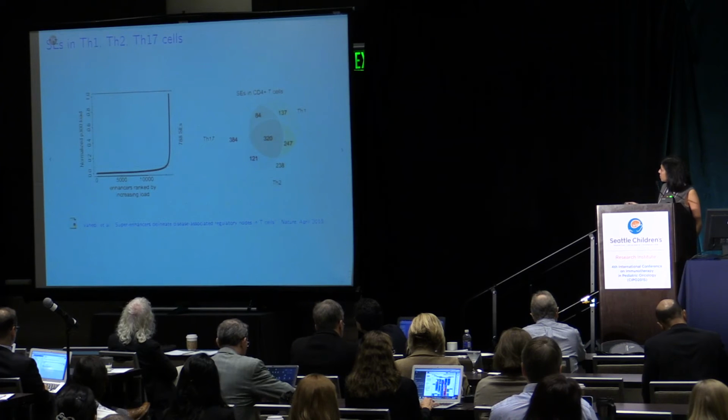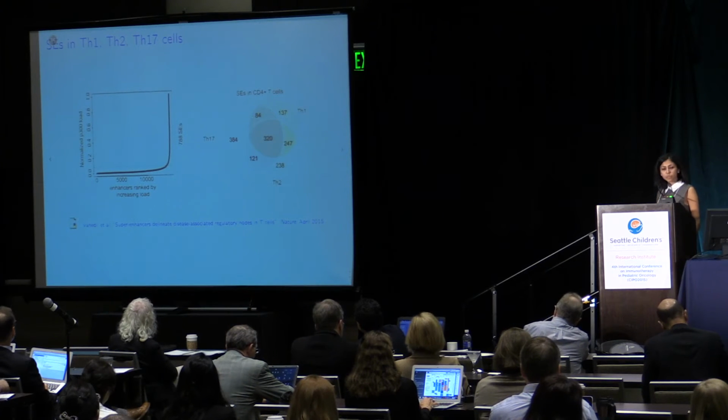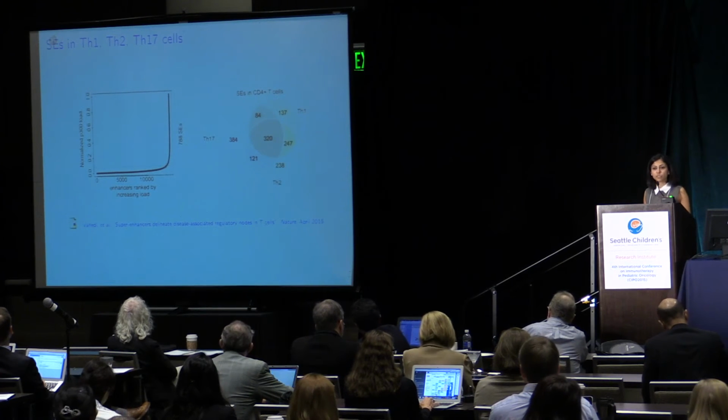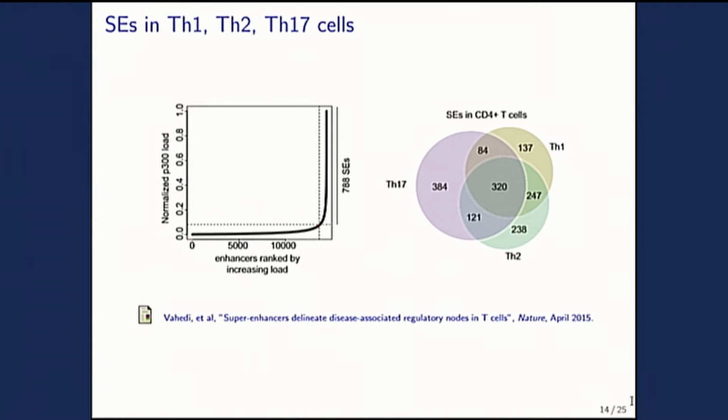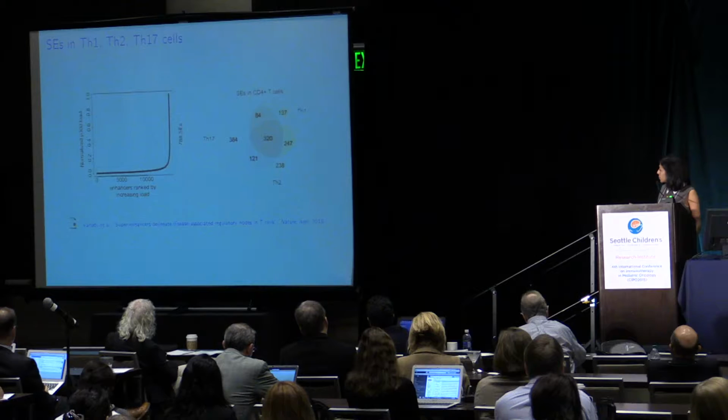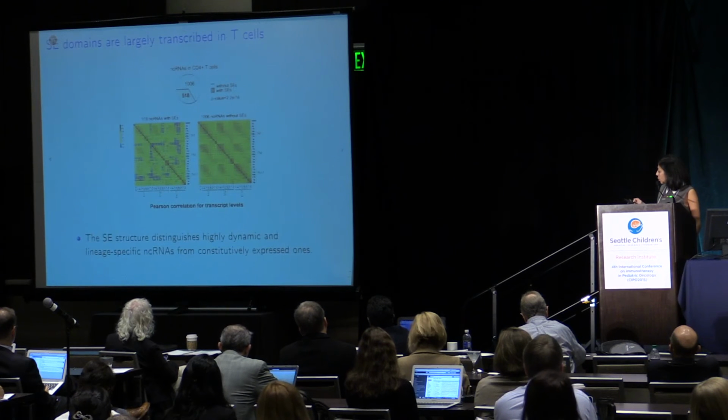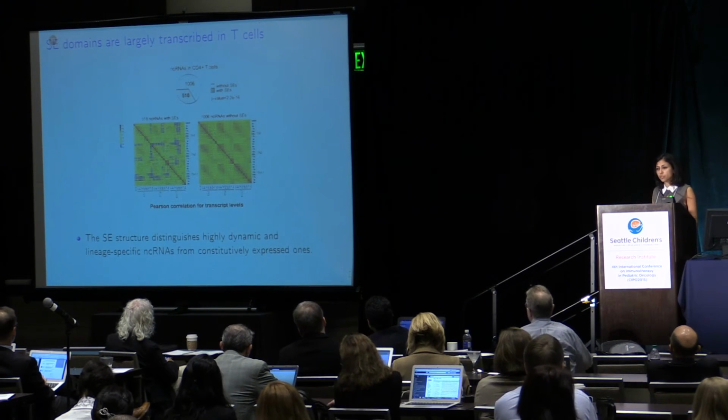So we're simply interested in finding what these regions in the genome of T cells are. We characterized super enhancers in Th1, Th2, and Th17, and we learned that even the pattern of super enhancers in T cell subsets is even more cell type specific compared to the whole collection of enhancer elements in these three cell types.